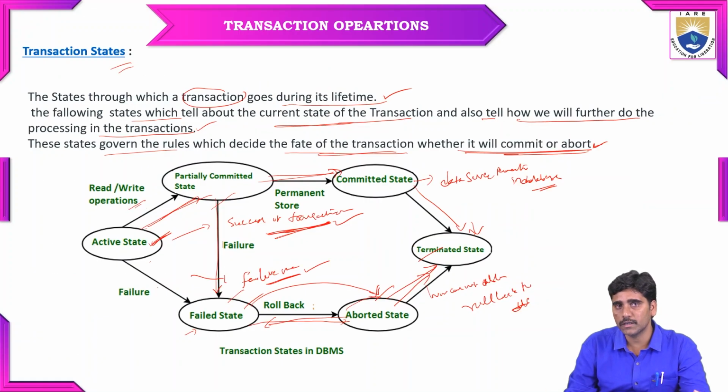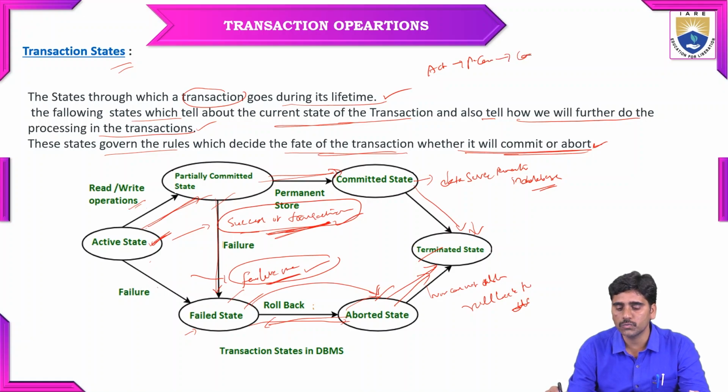And the transaction states. What are the transaction states? Active state is one state. It is offered in two ways: one is the success of the transaction, and the second one is the failure of the transaction. For a successful transaction: active state to partially committed state, partially committed state to committed state, then next terminated state. So this is about a successful transaction.